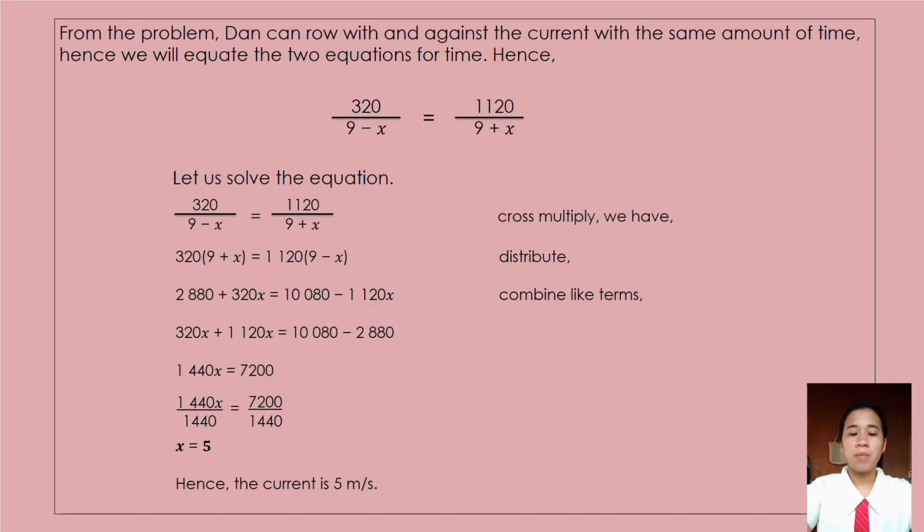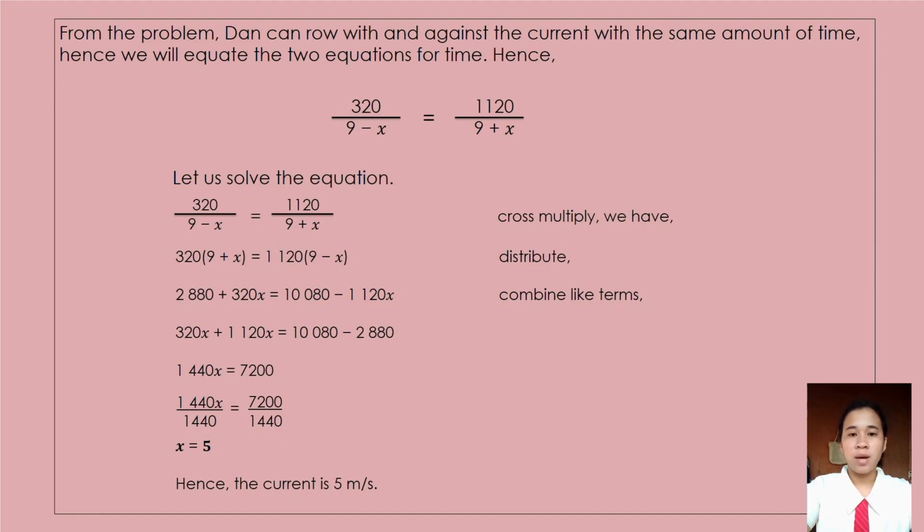From the problem, Dan can row with and against the current in the same amount of time. Hence, we will equate the two expressions for time. 320 over 9 minus x equals 1120 over 9 plus x. Let's solve the equation.